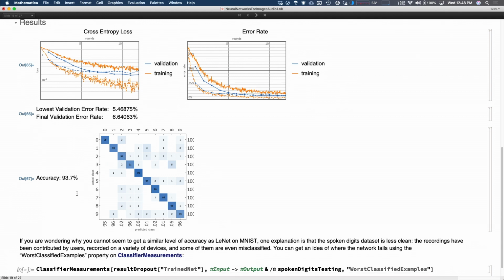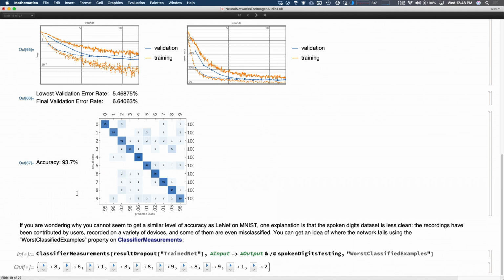We get immediately an improved accuracy, almost 94%. And you might ask, will we get a better result if we specify a more complicated net? Well, in this case, that might not be the case just because of how the data set was collected, because again, it was an open source data set that was contributed by the public. So a lot of, well, some of the data at least is badly recorded or mislabeled.